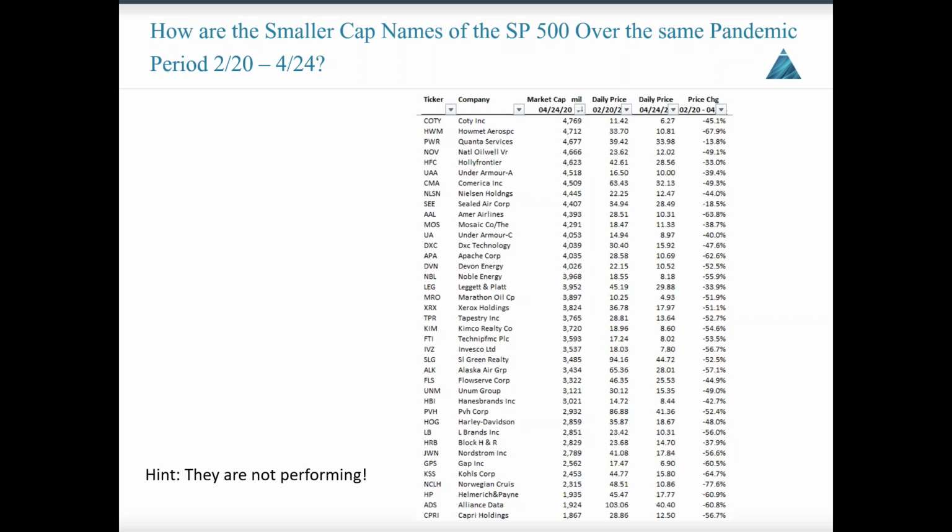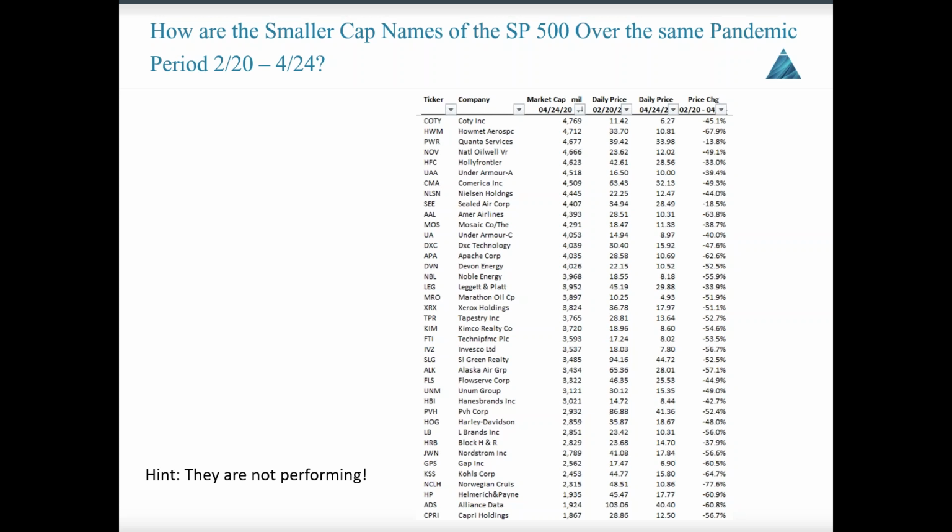The next thing I want to do is start working on tilt number two. And tilt number two is one that I get questions about all the time, because everyone is aware that the small cap names can really provide a ton of alpha if timed properly. And it's true. You definitely want to take a look at owning these names coming out of a recession. However, how have the smaller cap names of the S&P 500 fared over this pandemic from 2/20 to 4/24?